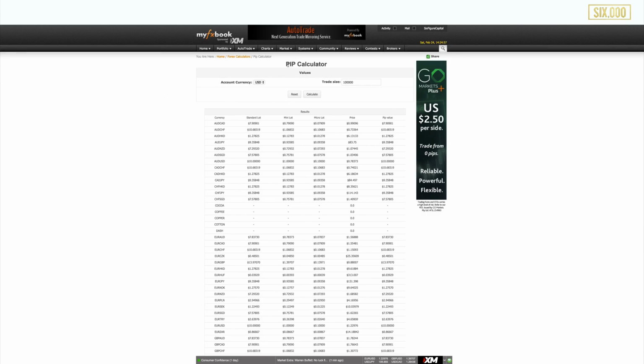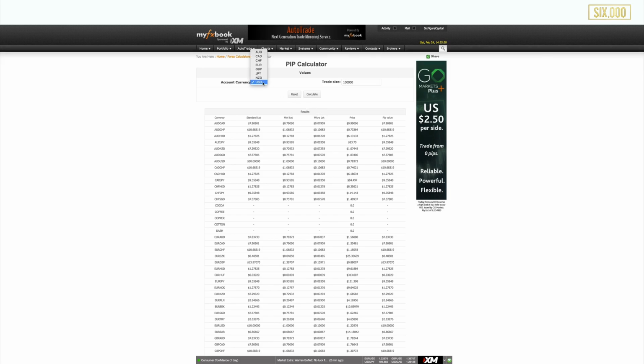We're now looking at the pip calculator. This calculates the value of an individual pip. Let's say, for example, you're trading 100,000 units, which we know is one trading lot. When you click calculate, it will tell you the value of that pip down this side here. So we can see here pip value. It will tell you the value for a standard lot, which is one trading lot, 100,000 units, 10,000 units, which is a mini lot, and then 1,000 units for a micro lot.